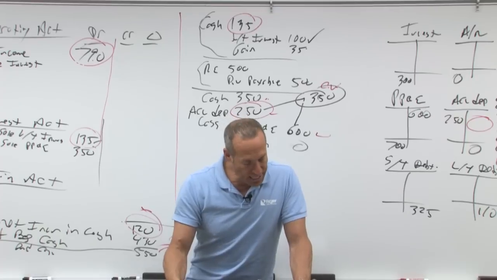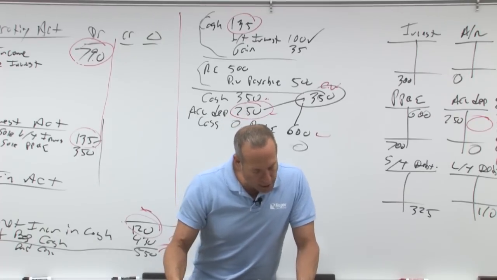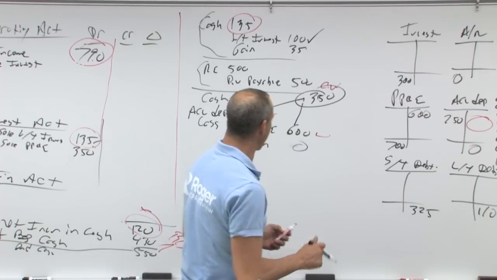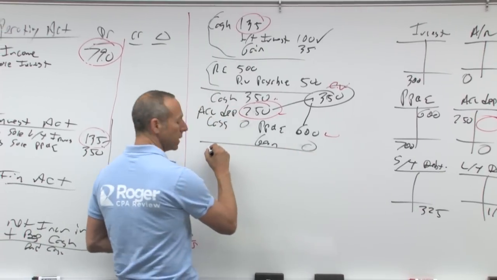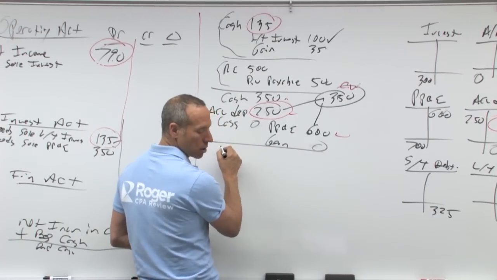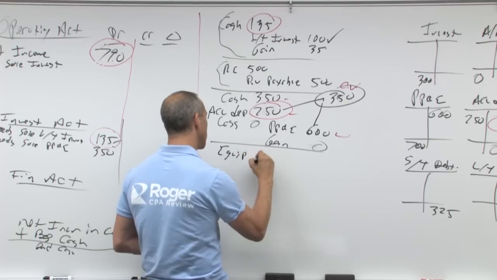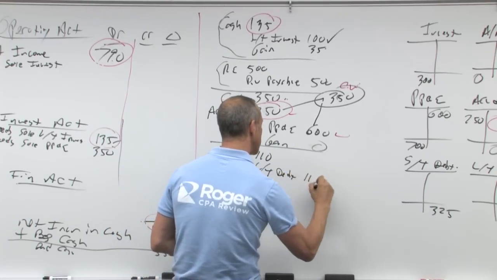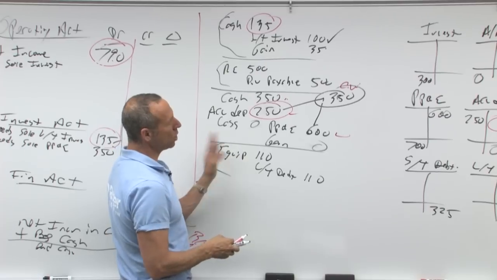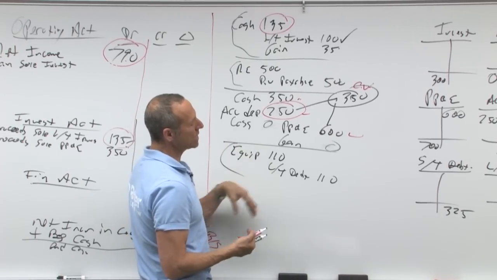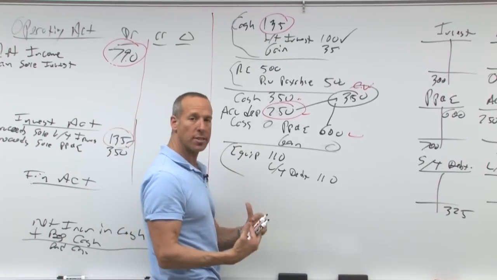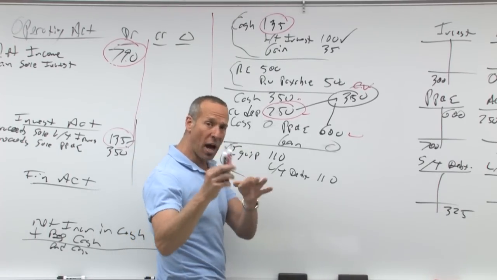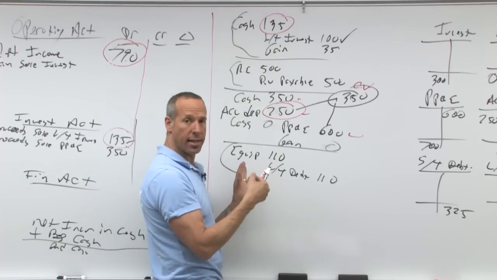All right, next item. Equipment costing $110 was acquired through the issuance of a long-term debt. So we got equipment, $110, PP&E. Credit long-term debt, $110. Notice, did I touch the word cash? No. What kind of activity is this? Non-cash. Where does it go? Supplementary schedule. But you still have to cross out the accounts.